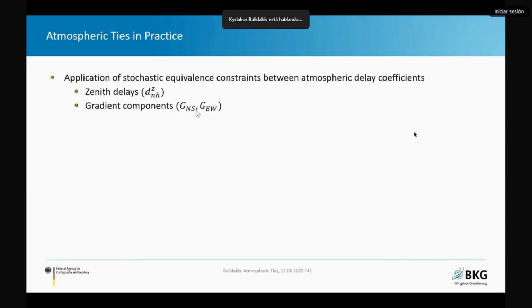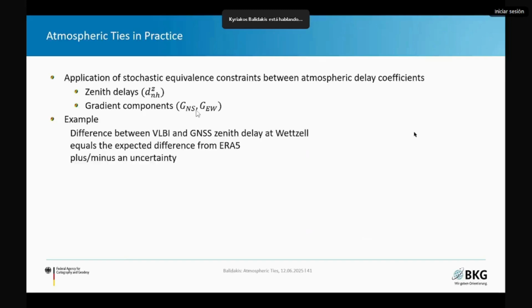Now, atmospheric ties in practice. What are these atmospheric ties? They are, in essence, stochastic equivalence constraints. So the parameters we're concerned with are the zenith delays and the gradients. And so, for example, what we constrain is the difference. We say that the difference between, for example, VLBI and GNSS zenith delay at Vecel should be the same as the expected difference from R5, plus or minus an uncertainty.